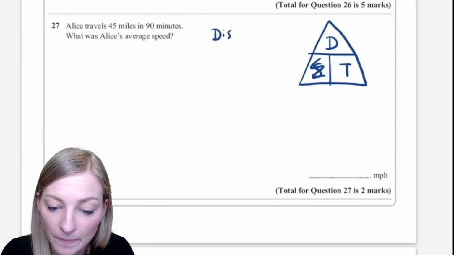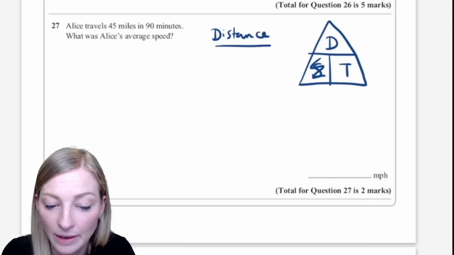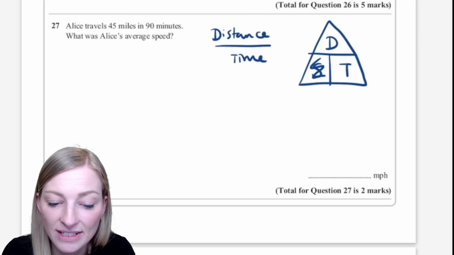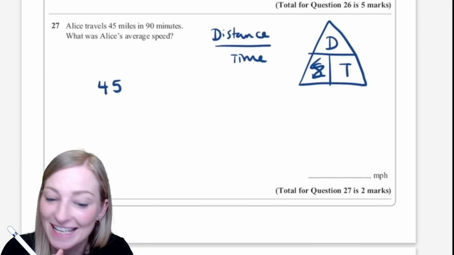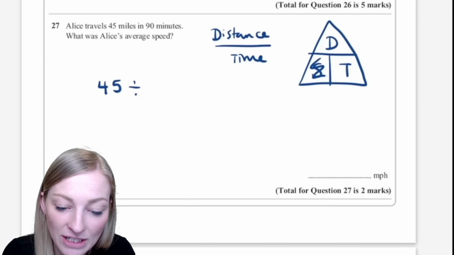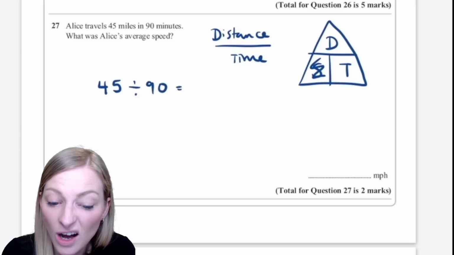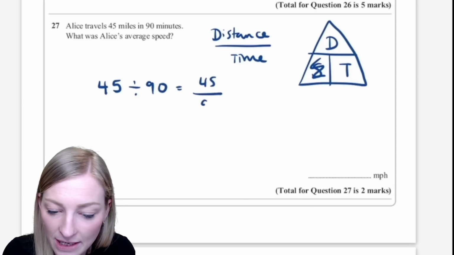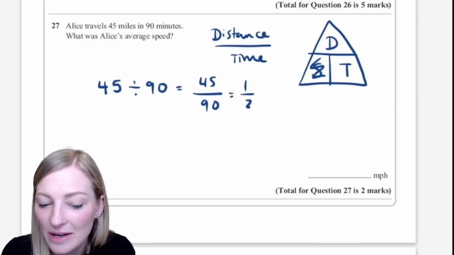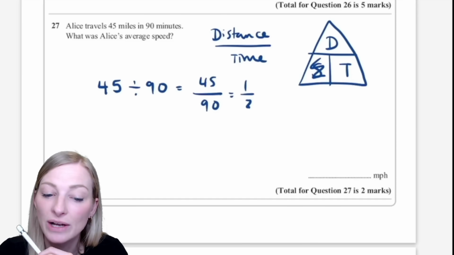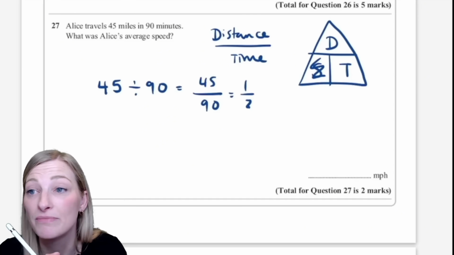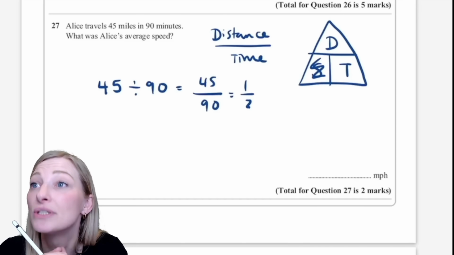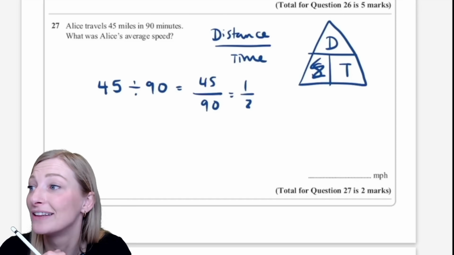Distance divided by time. Now the distance is 45, but the time is 90. So 45 divided by 90 gives you a half. 45 over 90 is a half. But that speed is in miles per minute. You did the number of miles divided by the number of minutes. So Alice goes at half a mile a minute.